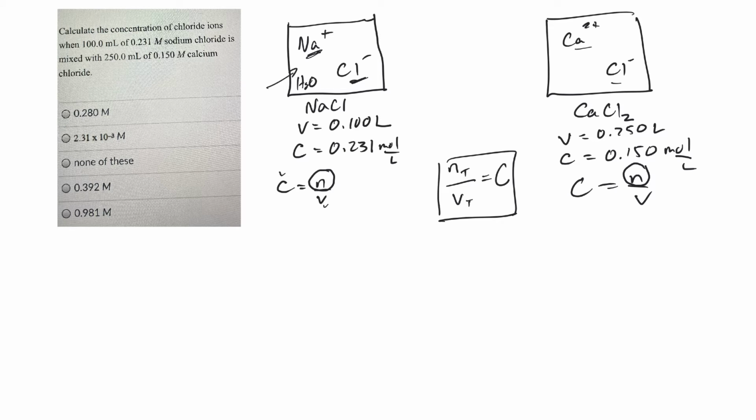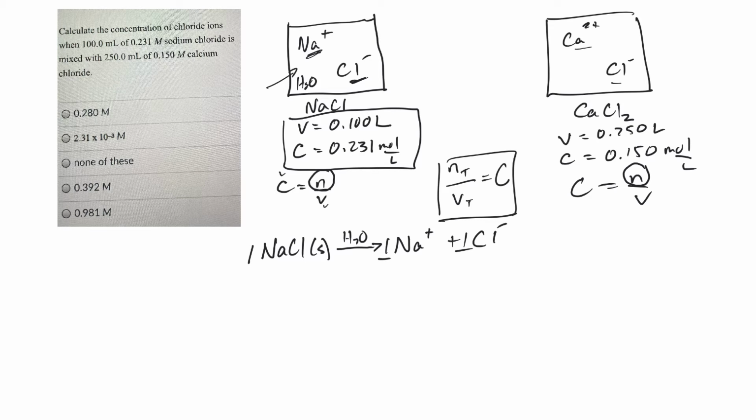Let's first look at the sodium chloride. Sodium chloride is a solid. If you dump it in water, it dissociates into sodium ions and chloride ions, and notice that they're 1 to 1. So if I have one of these, it gives me one of those and one of those. They give us concentration and volume, so let's use that formula to figure out the number of moles. C is equal to n over V. Solving for n, I multiply both sides by V, so I get C times V.